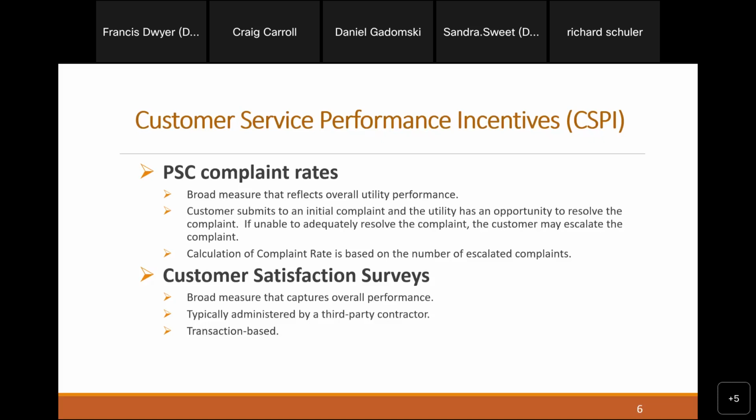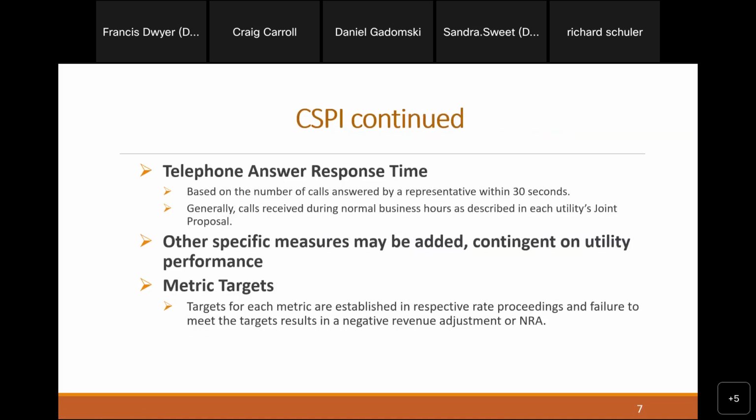The second metric is a satisfaction survey, another broad metric to gauge the overall utility performance. The survey mechanism is typically administered by a third-party vendor and based on the recent customer's transaction experience with the utility. Let's pause there if there are any questions, or else we can move on to the next slide.